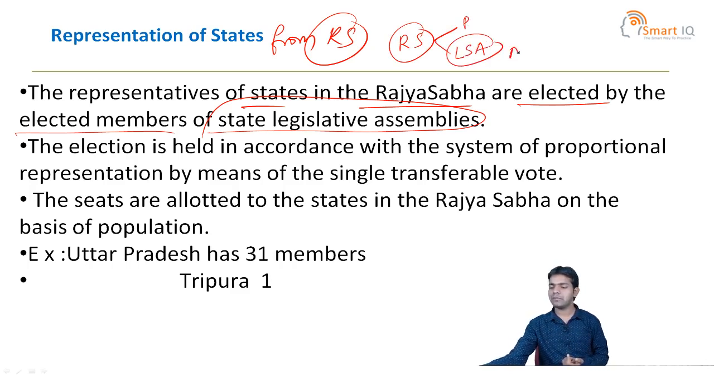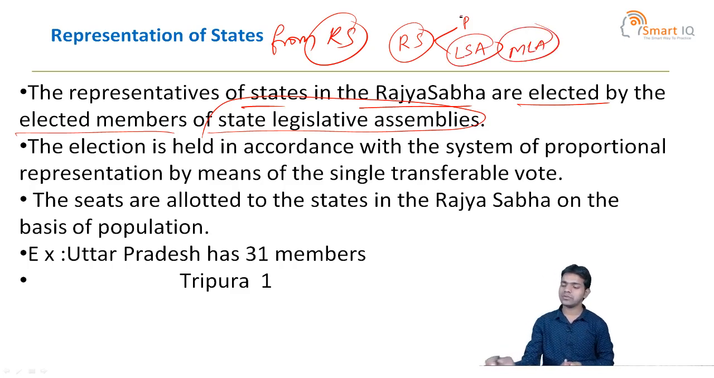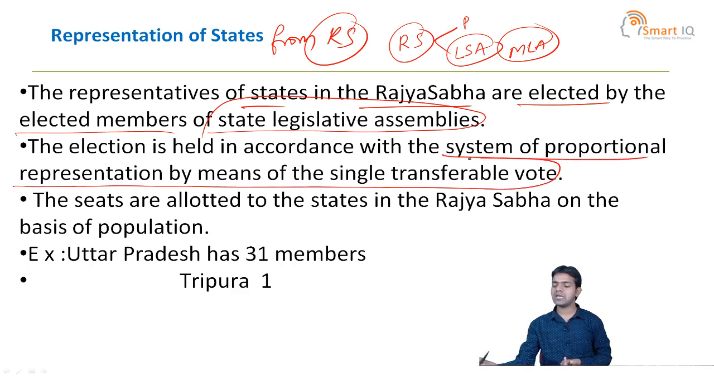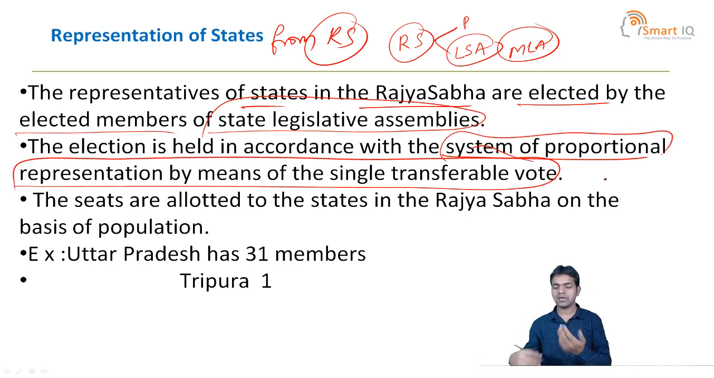That means MLAs elect them. And the election is held in accordance with the system of proportional representation by means of the single transferable vote. This is very important. So what is the election method for the members of Rajya Sabha? A system of proportional representation by means of the single transferable vote is adopted. Also, the seats are allocated on the basis of population.